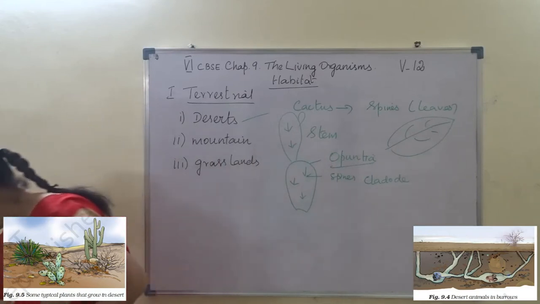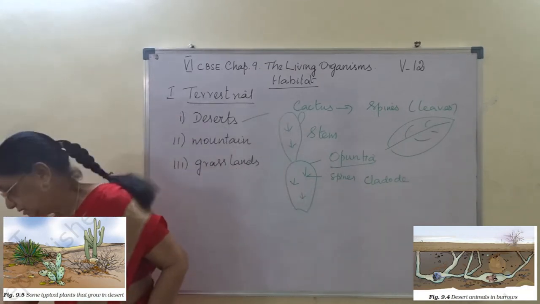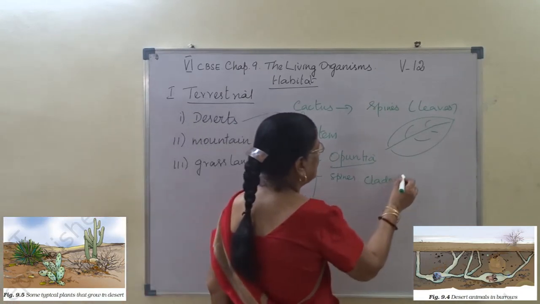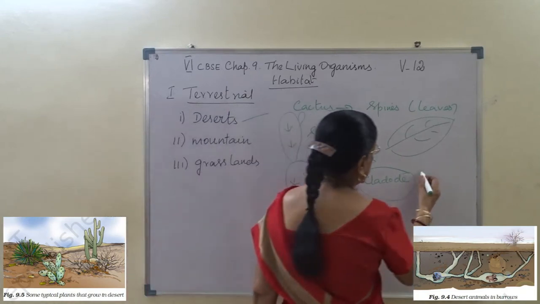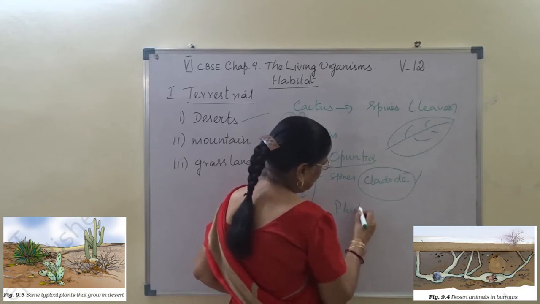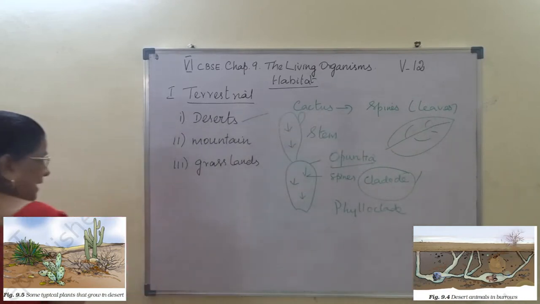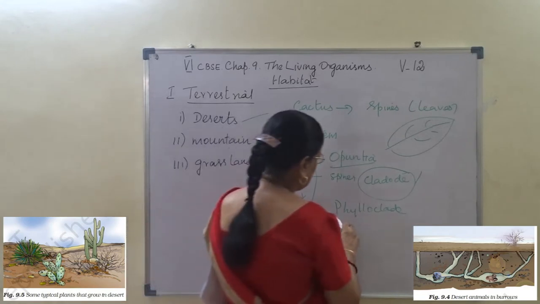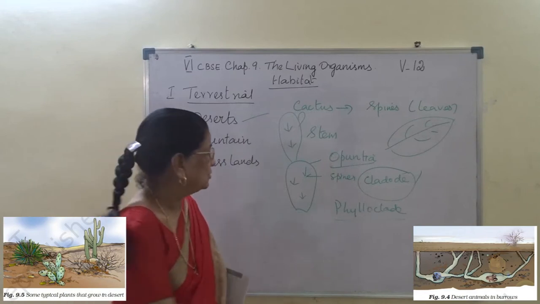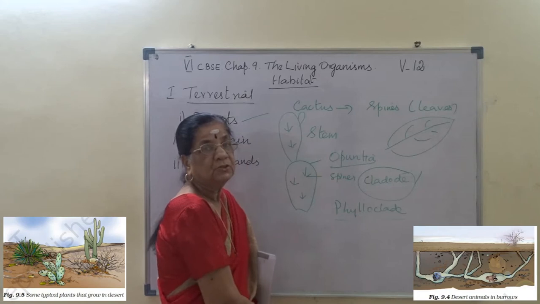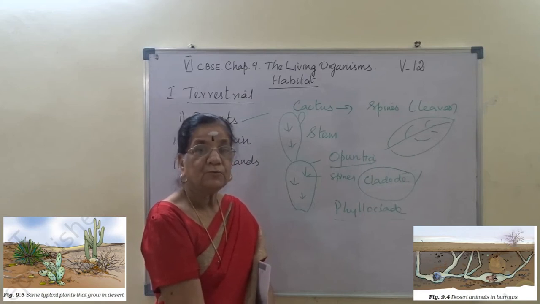Now, so when the flattened stem does the function of photosynthesis, it is known as cladode. Okay, and then it is also known as phylloclade. So I say when the flattened stem does the function of photosynthesis, it is called phylloclade. Phyllum means leaf. So the flattened stem looks like a leaf. So the flattened stem doing the function of photosynthesis is called phylloclade.